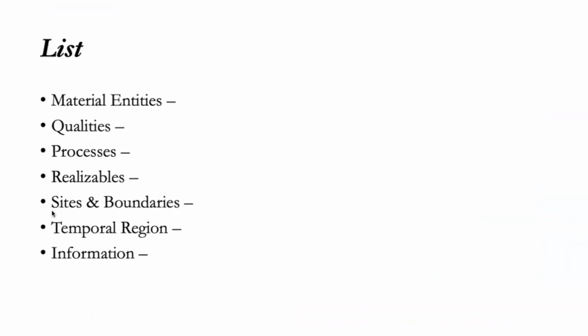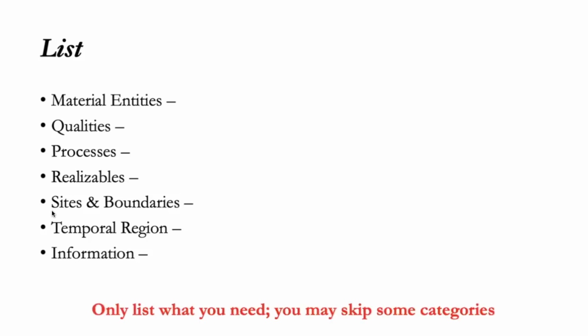And you can start by listing this sort of stuff. Here's the categories. You've got buckets. You can just start listing things in the buckets. You may need to skip some categories.